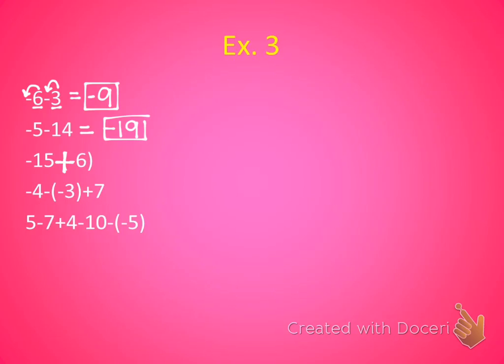Okay? So now I look. Do I have same signs or different signs since I changed that? Different. So I just subtract and take. 15 minus 6 is 9. And I need to take the sign of my biggest number. 15 is my biggest, so I take a negative.